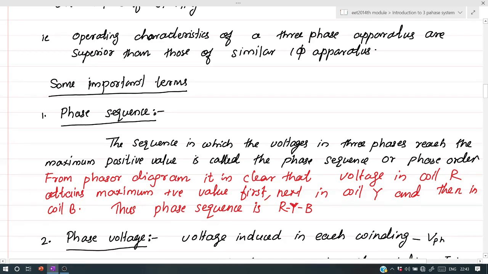The first one is phase sequence or phase order. The sequence in which voltages in three phases reach the maximum positive value is called phase sequence or phase order. From phasor diagram, it is clear that voltage in coil R attains maximum positive value first, next in coil Y, and then in coil B. Thus, phase sequence is RYB.